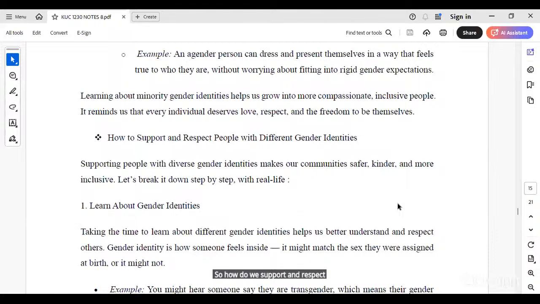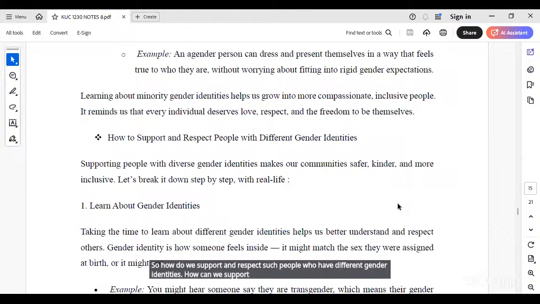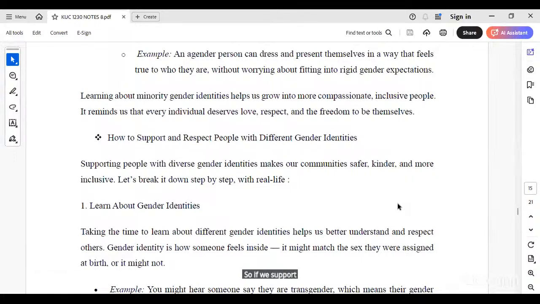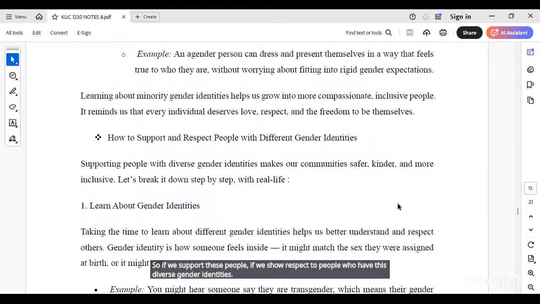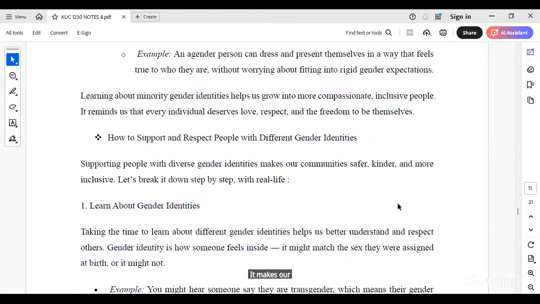So how do we support and respect such people who have different gender identities? How can we support them? How do we respect them? How do we show respect to them? So if we support these people, if we show respect to people who have these diverse gender identities, it makes our societies safer, more kind, and more inclusive.